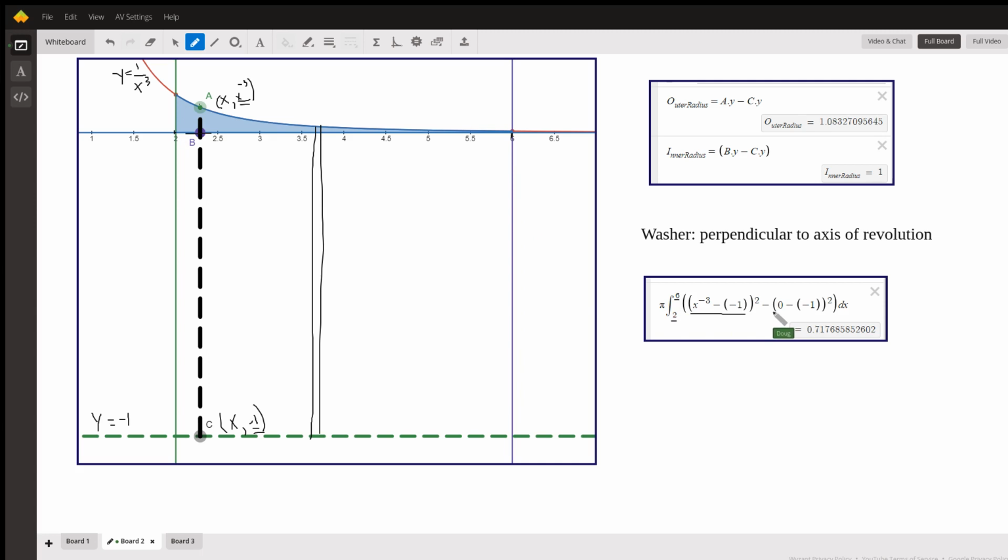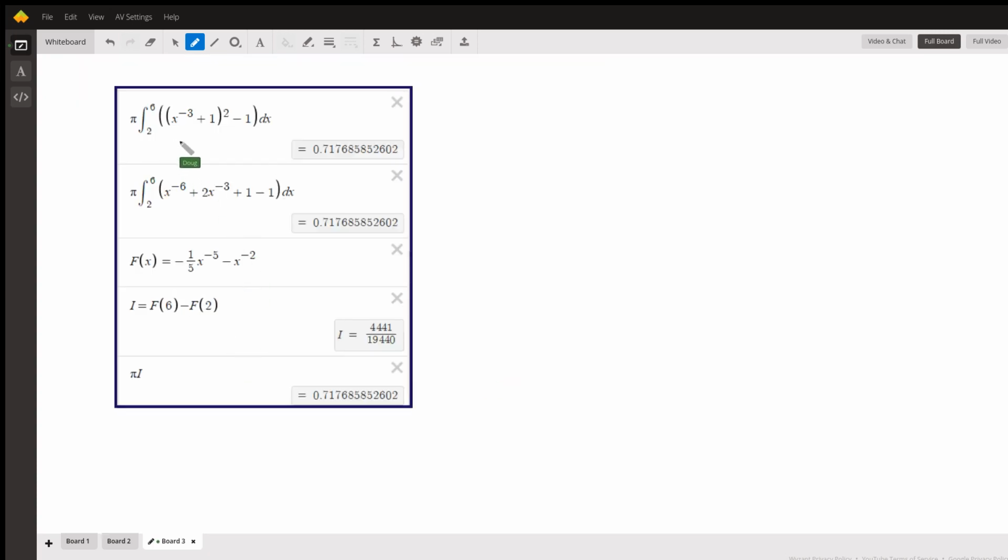And here's the inner radius, y coordinate at the top, which is 0. This is the point x comma 0, minus the point x comma minus 1. That becomes 1 squared, or 1. So let's just take a look at how you might evaluate that. You got to square this binomial, which means square the first term, double the product of the two terms, square the second term. These two combine to 0.